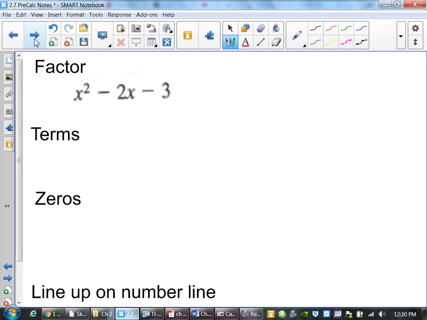So what I want to do is kind of the same idea. I want to factor x squared minus 2x minus 3 into its terms. So what's x squared minus 2x minus 3 factor into? X minus 3, x plus 1. Which gives you zeros where? So then I'm going to line them up on a number line.